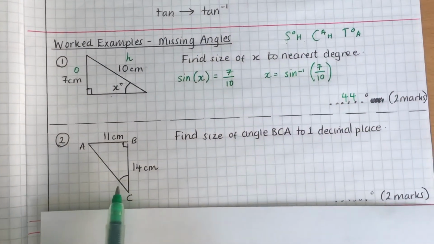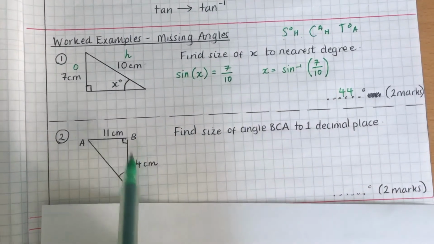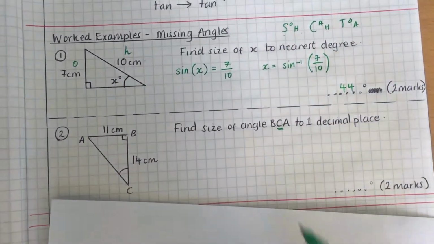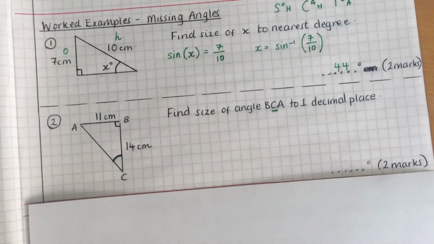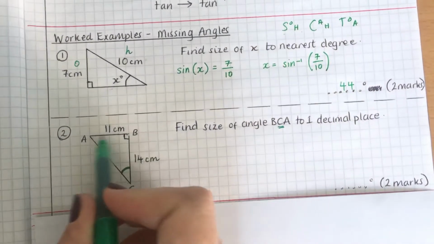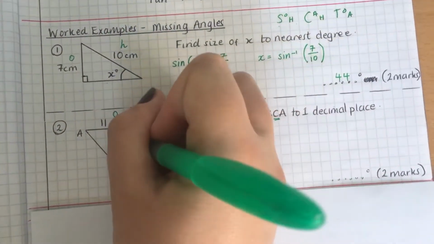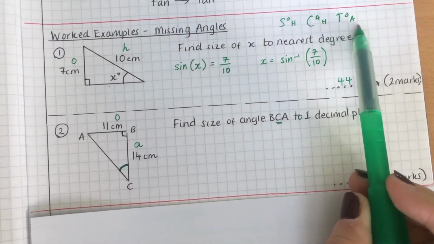Okay, next question, one more to practice. This is asking us to find angle BCA. BCA, it's the letter that's in the middle, that's where the angle is. So we're looking for this angle here. First things first, we need to label the sides. 11 here would be the opposite, and 14 would be the adjacent. So we're dealing with O and A, and looking at SOHCAHTOA, that means we're going to be using tan.